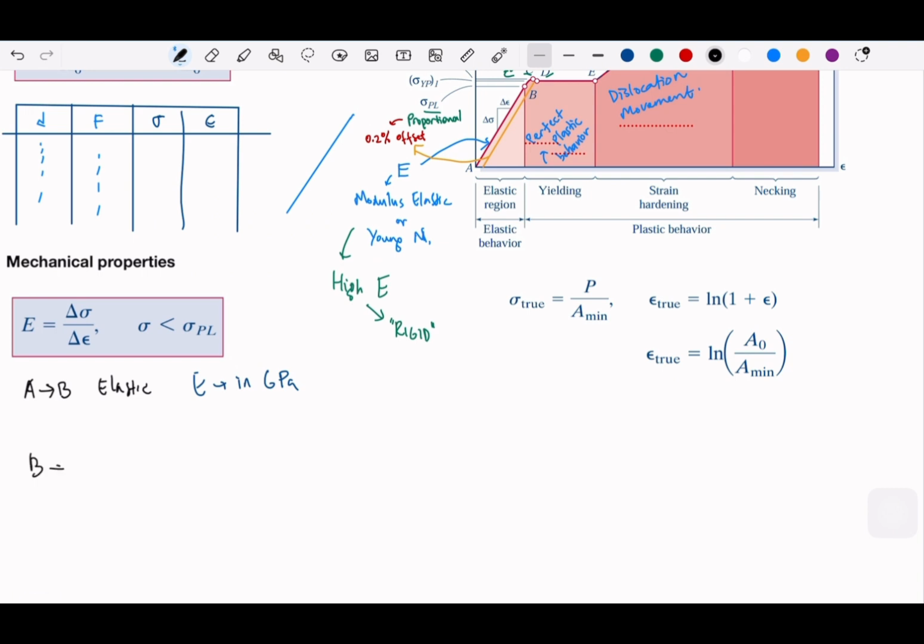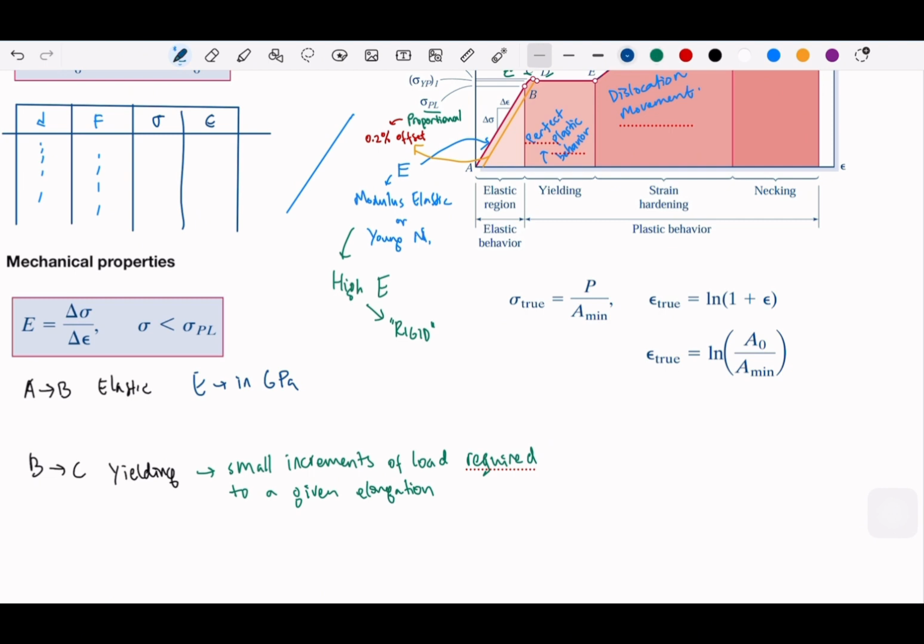And then from B to C, we are going to have a yielding. So yielding means small increments or small changes of load required to a given elongation. So the stress or the forces needed on this yielding is very small.